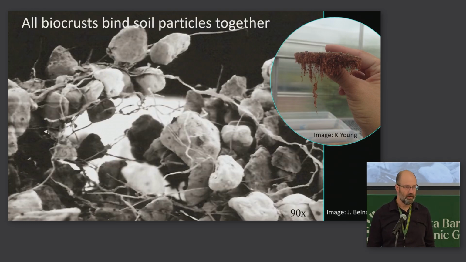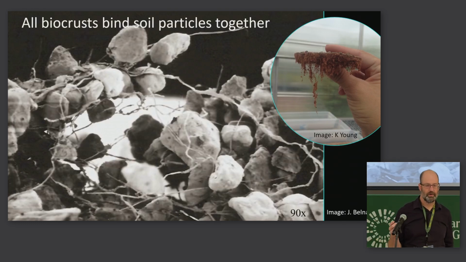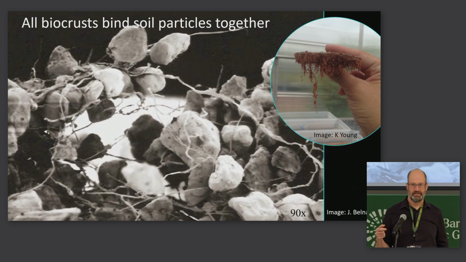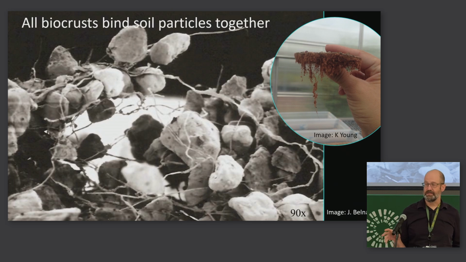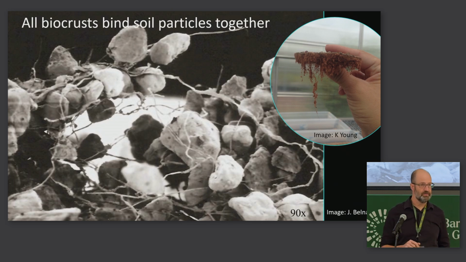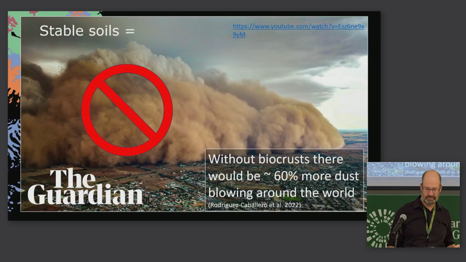So all biocrusts do this. They bind soil particles together. This is a scanning electron micrograph of that happening. The stringy stuff that you see are cyanobacterial filaments, and you can see they're kind of like roping together soil particles, kind of creating a net around them, and just binding it all together into a cohesive aggregate. And this creates stability of the soil surface.